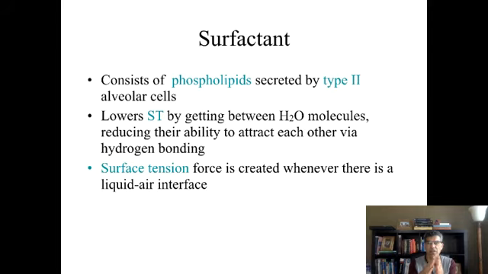Attraction between the molecules of water creates something called surface tension. Surface tension is a tension created by this hydrogen bond. And the phospholipid is going to go and break down this surface tension. As a result, it's going to decrease the chance of collapsing your alveoli.